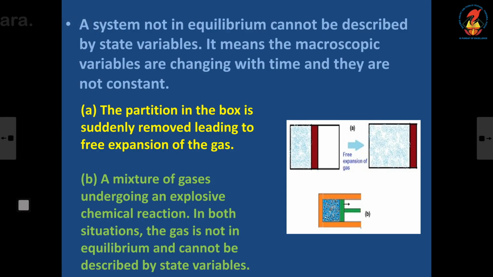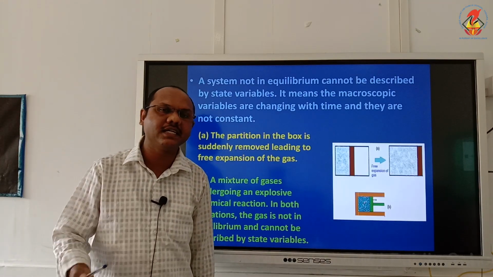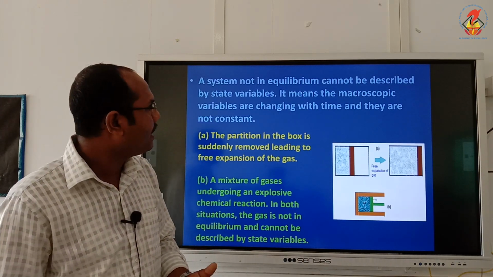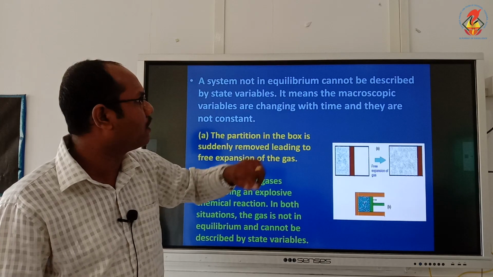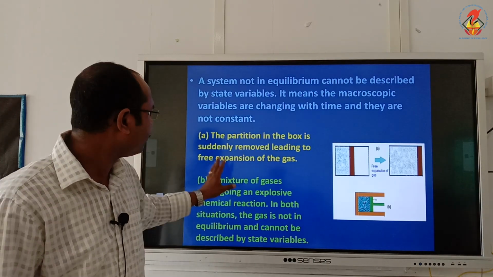A system not in equilibrium cannot be described by state variables. It means the macroscopic variables are changing with time and they are not constant. So, pressure, volume, temperature, internal energy, all those things are state variables, and if the system is not in equilibrium, it cannot be described by the state variables.